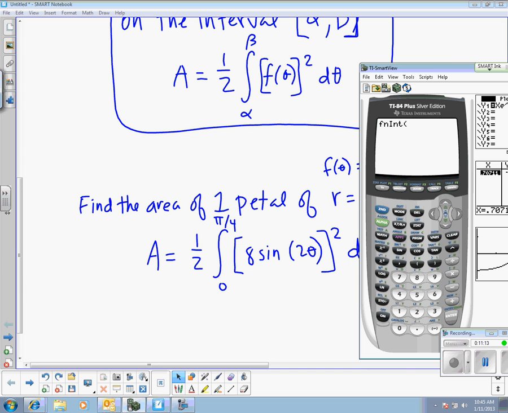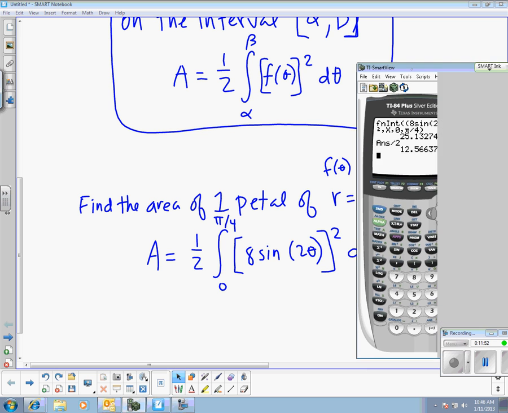And then just integrate this function like you normally would. You're going to use x instead of theta, but that doesn't matter. The function that I'm integrating is 8 sine of 2x, close the sine, close the 8, square it. That's my function. I am integrating with respect to x, and I'm integrating from 0 to pi over 4. All right, so get back into rectangular. This is the integral. Divide it by 2, and you should get the area. So according to my formula, the area of one of those petals is about 12.5 square units.